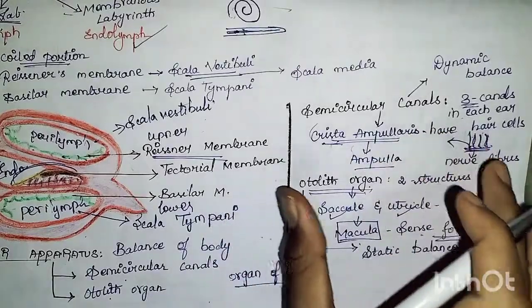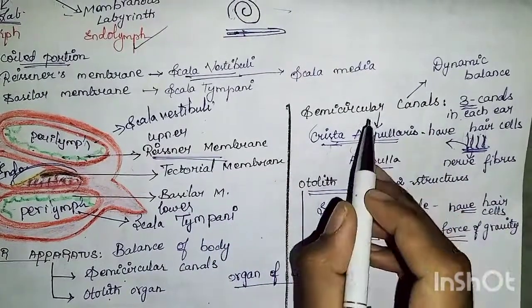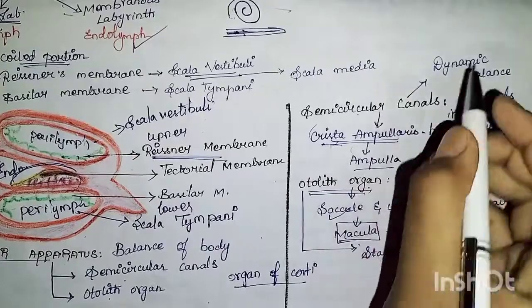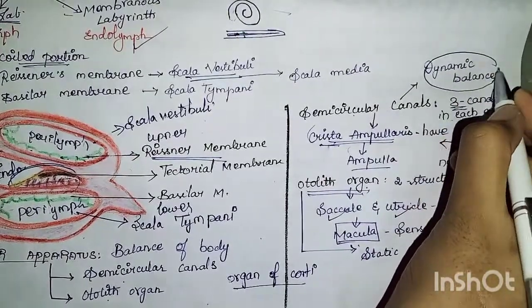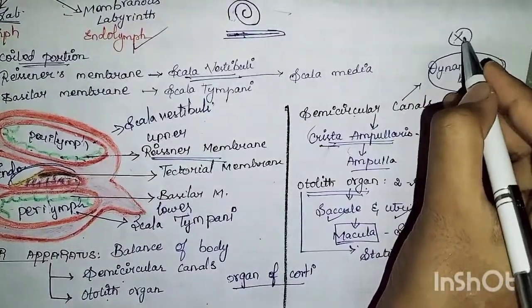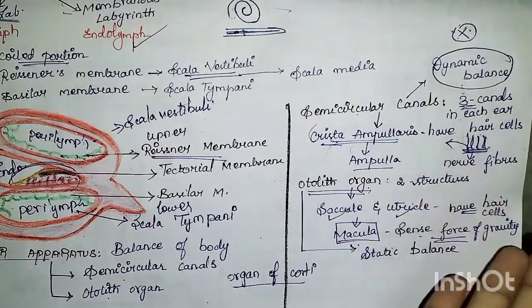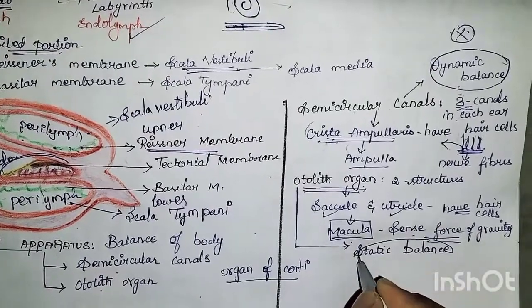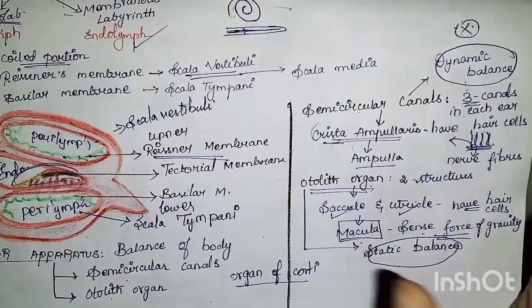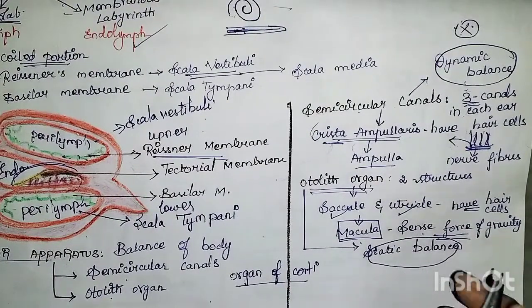But what is the difference between these two? Semicircular canals are meant for dynamic balance. Very, very important, note this: dynamic balance, that is when we are moving. This is static balance, when we are erect, so when we are standing in a particular position.